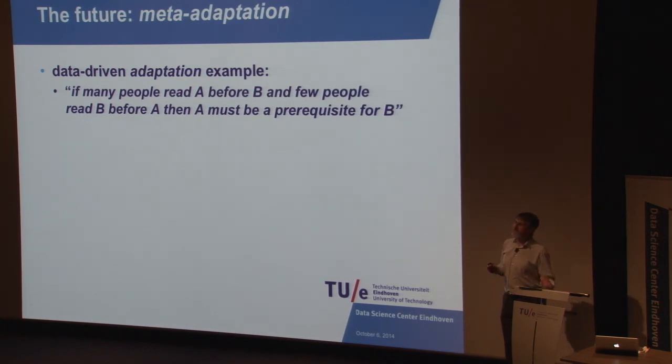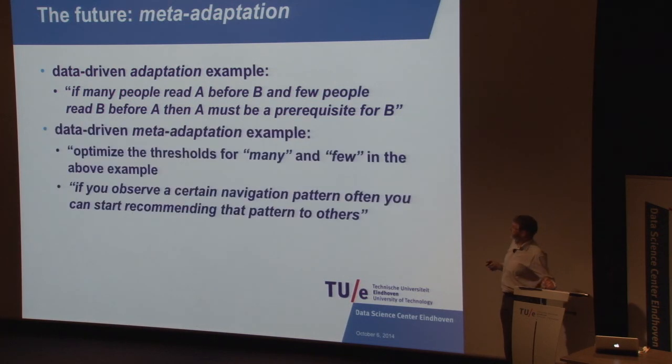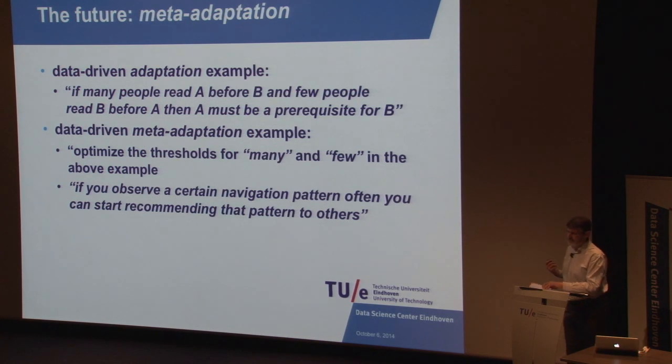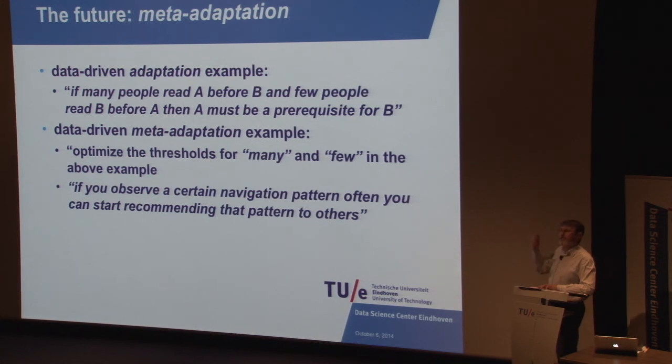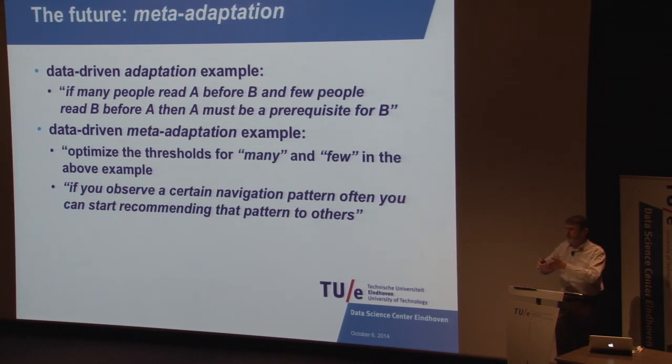But what are good values for many and few? Okay, so that becomes meta-adaptation. Right? Let's optimize these thresholds for many and few automatically. But we can go further and we can observe certain navigation patterns on a website and then try to decide, should we start recommending that pattern to other users?